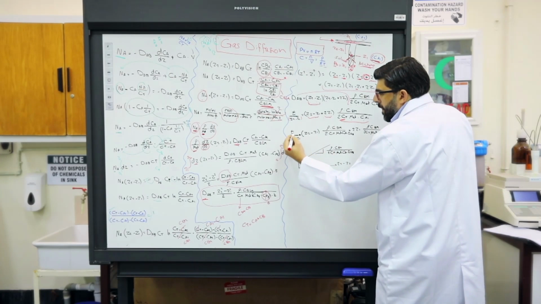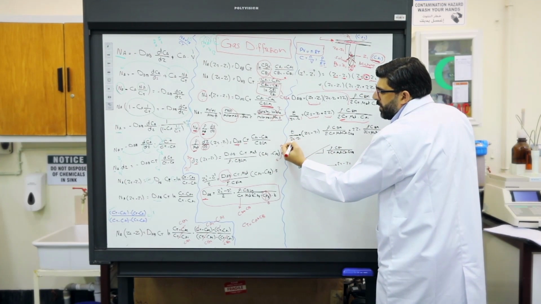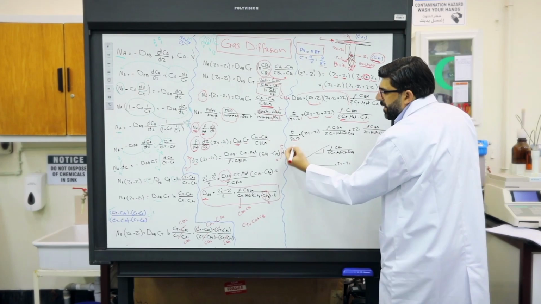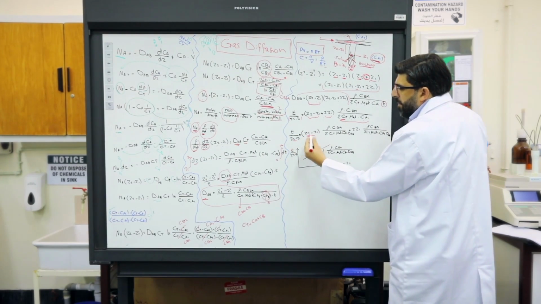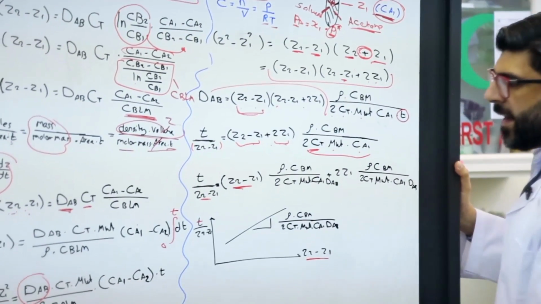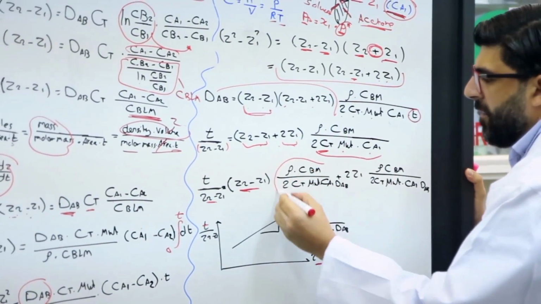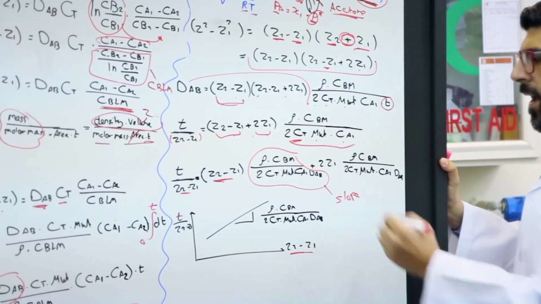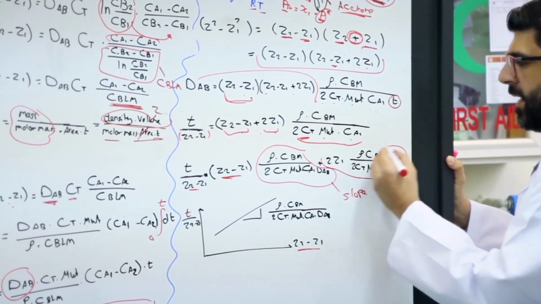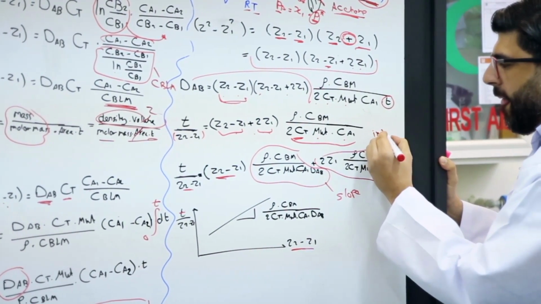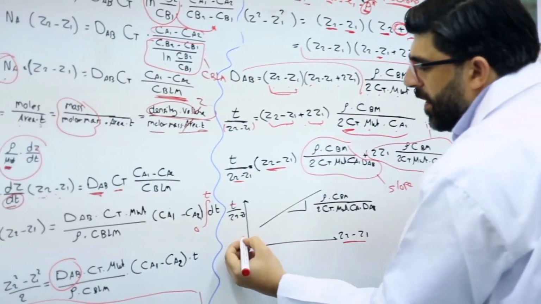So if I plot T over Z2 minus Z1 on the y-axis and Z2 minus Z1 on the x-axis, I can have this as the slope, and all this part as the intercept. Okay? So I don't care about it.